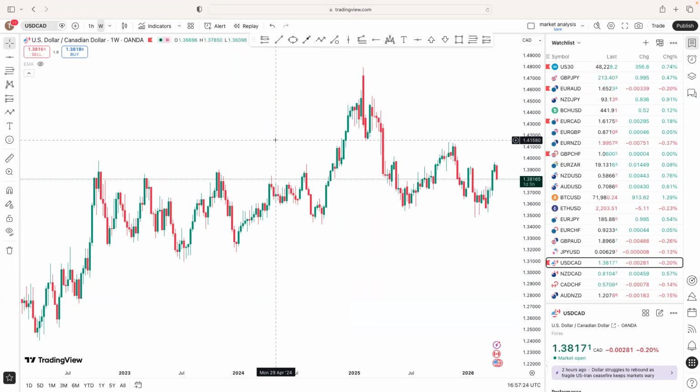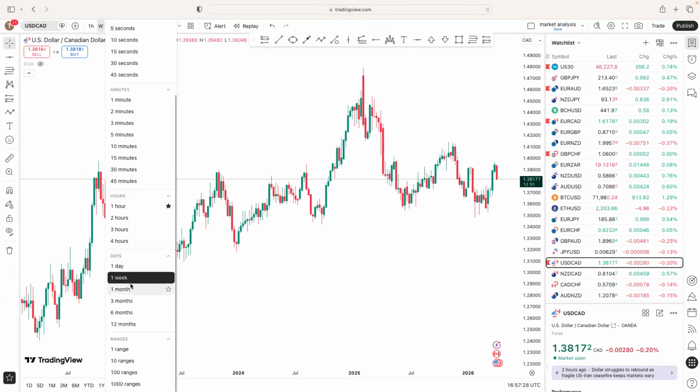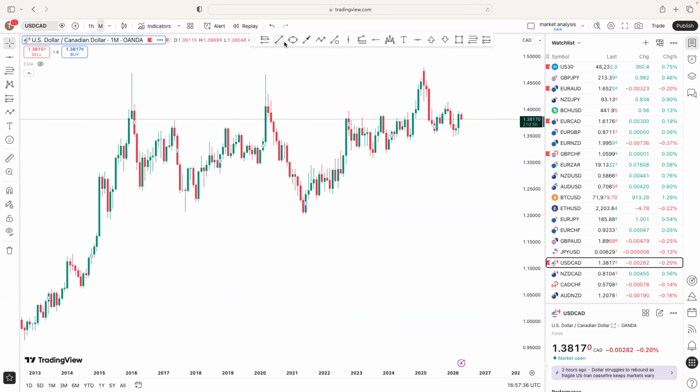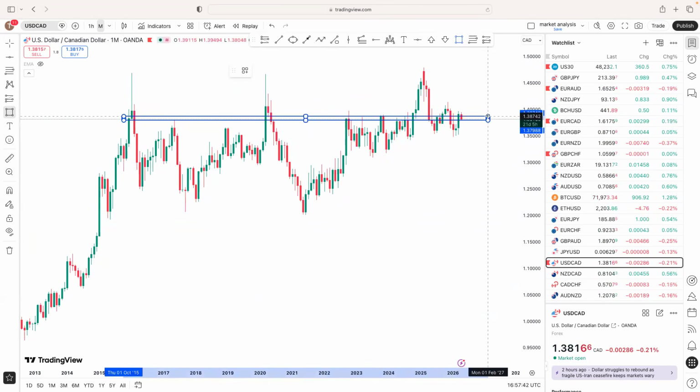Now, when we come into the USDCAD, let's look at the weekly time frame. I don't know if you've got anything on the monthly time frame, but we can check. Oh, we do have. So if you look at the weekly and monthly time frame on USDCAD, this is what we're going to do. You're going to draw your area from this point, right?